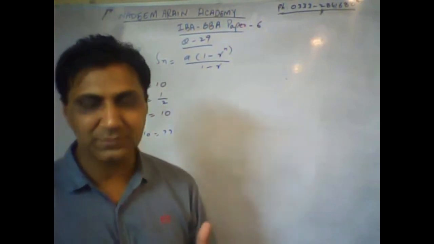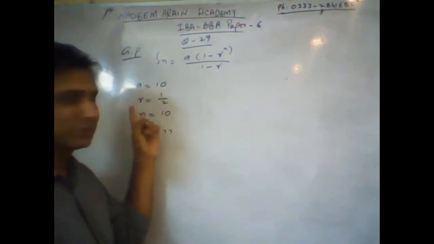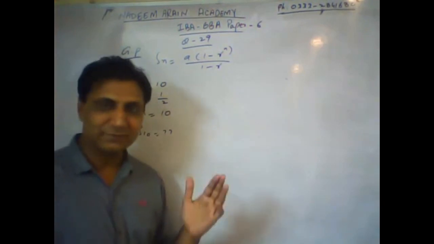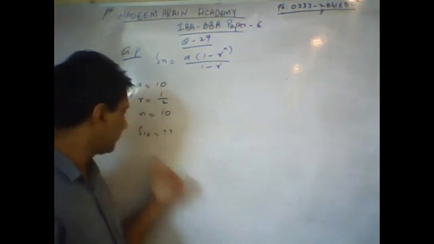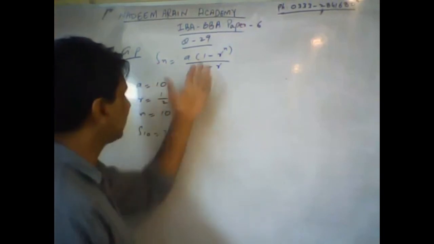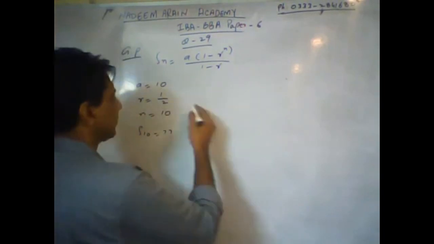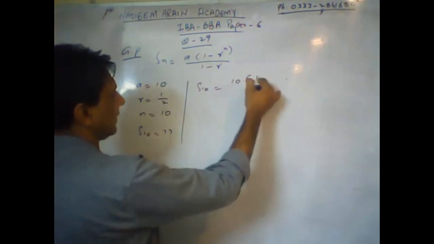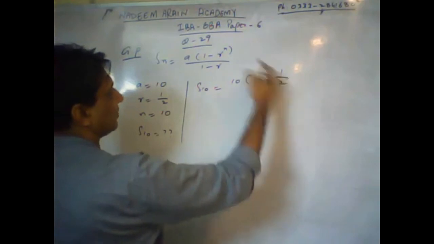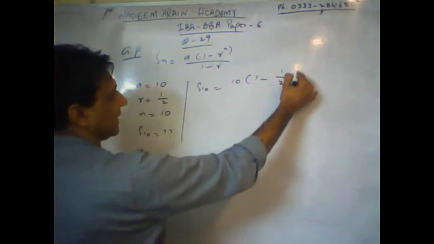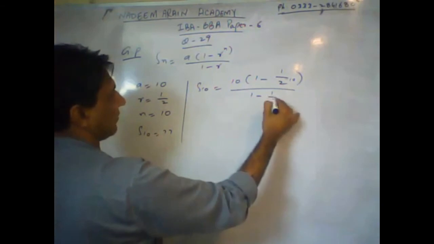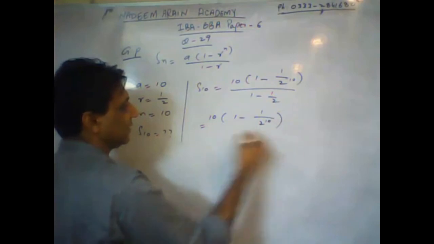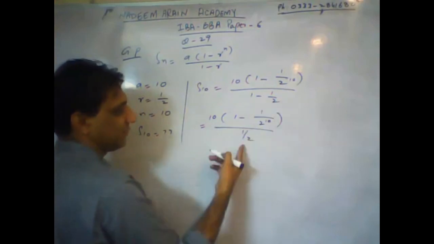So it starts from 10, so the first term is 10. Because it's decreasing by a factor of 2, the ratio is 1 over 2, and there are 10 terms in the sequence, so n is 10. We need to find the sum to 10 terms. This is the formula, we just need to apply it. That's it, this is clockwork. So S10 is equal to a, 10, times 1 minus the ratio 1 over 2 power n, which is again 10, over 1 minus r, 1 over 2. So this is 10 times 1 minus 1 over 2 power 10, over 1 minus half.